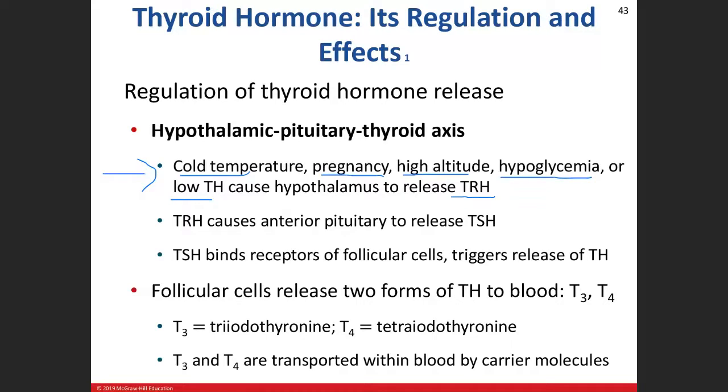So TRH will then stimulate the anterior pituitary, or the adenohypophysis, to release its thyroid stimulating hormone. And then thyroid stimulating hormone is going to bind onto the receptors for the follicular cells, and then it's going to trigger the release of thyroid hormone.